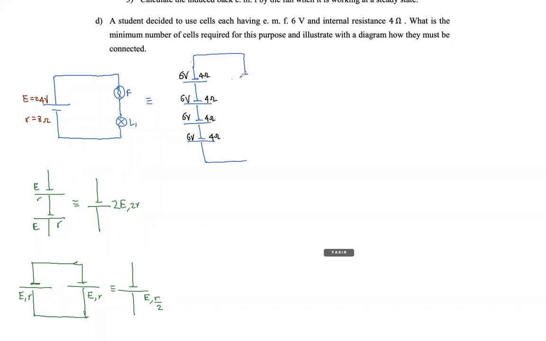Do you agree with me or not? So you put another line, 6 volt, 6 volt, 6 volt, 6 volt, and here 4 ohm, 4 ohm, and another 4 ohm and 4 ohm. Right, fine. This should be the correct answer. And then the remaining part should be connected to the fan and whatever it is. You have the fan here, and you have the bulb L1 and F.